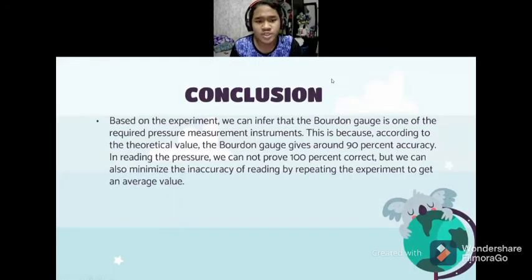So for the conclusion, based on this experiment, we can infer that the Bourdon gauge is one of the required pressure measurement instruments. This is because, according to the theoretical value, the Bourdon gauge gives around 90% accuracy in reading the pressure. We cannot prove that it is 100% correct, but we can minimize the inaccuracy of the reading by repeating the experiment to get the average value.